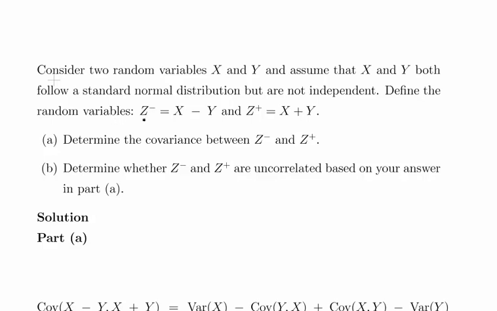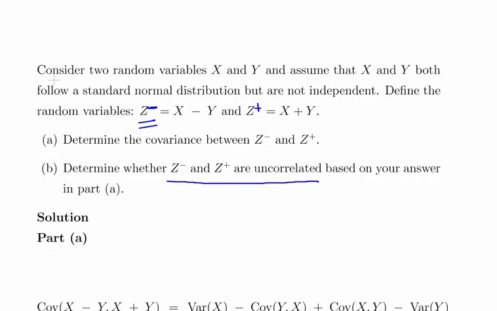Define the random variables z minus and z plus to be respectively x minus y and x plus y. So the difference and the sum, essentially. In fact, I do a different video that's very similar to some of this material. Compute the covariance of z minus and z plus, and based on your answer in part A, in part B, determine if z1 and z2 are uncorrelated.